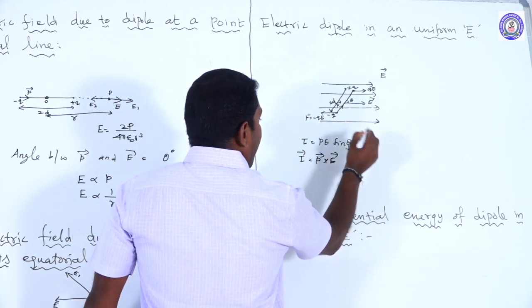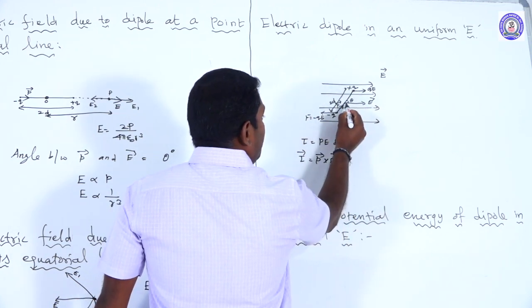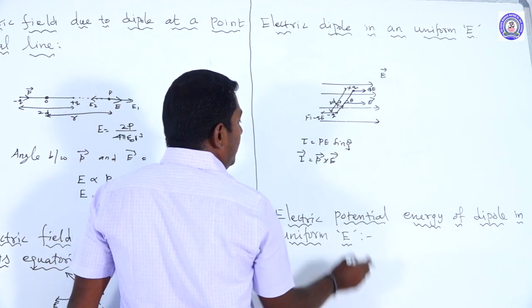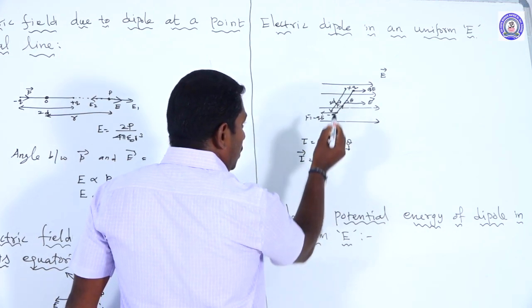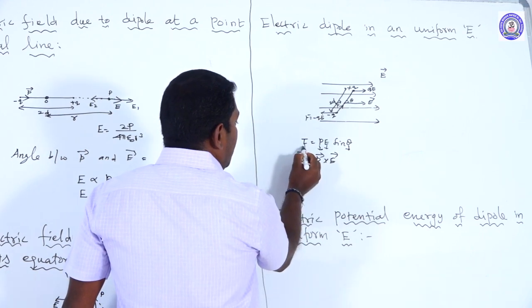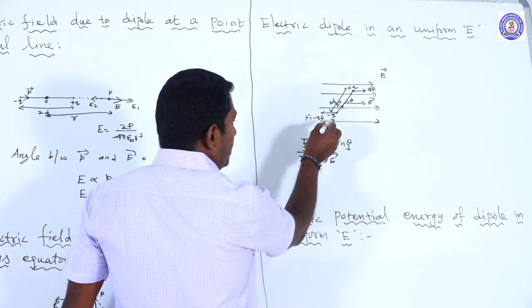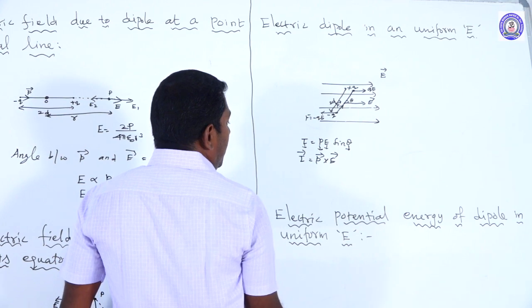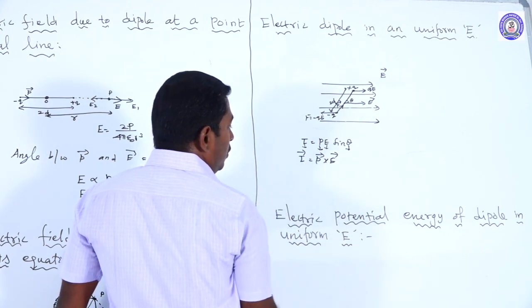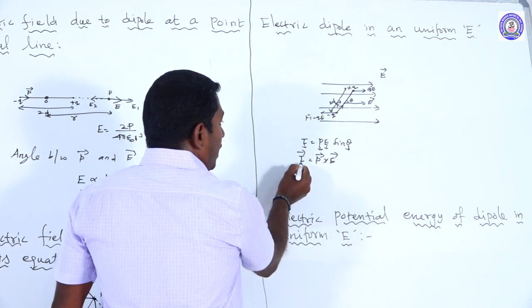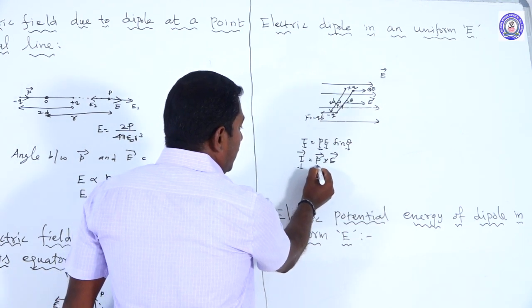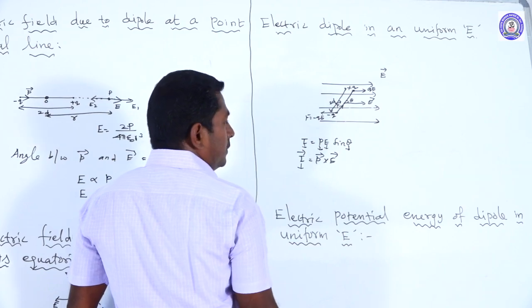Here theta is the angle between the direction of the dipole moment and the direction of the electric field intensity. P is the electric dipole moment. E is the uniform electric field intensity. This is the torque experienced by an electric dipole in a uniform electric field. In vector notation, tau vector is equal to P vector cross E vector. So the direction of torque is perpendicular to the plane containing P vector and E vector.